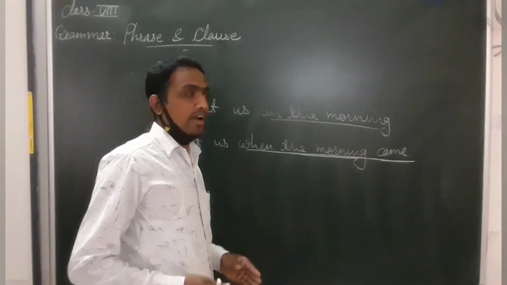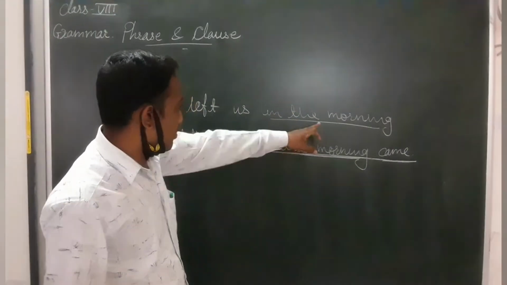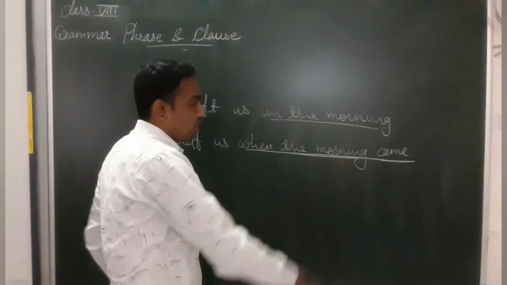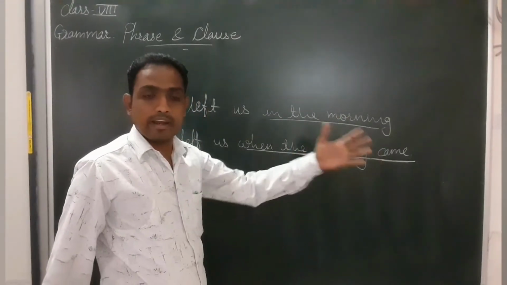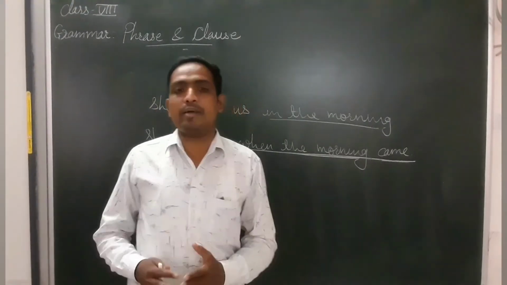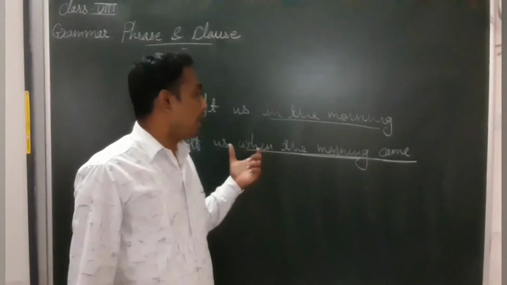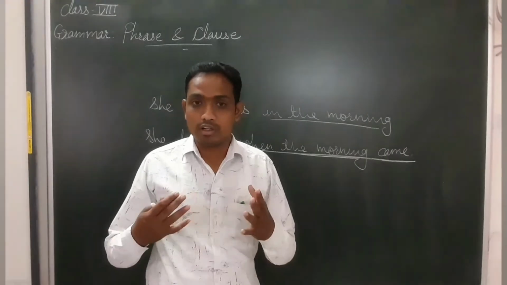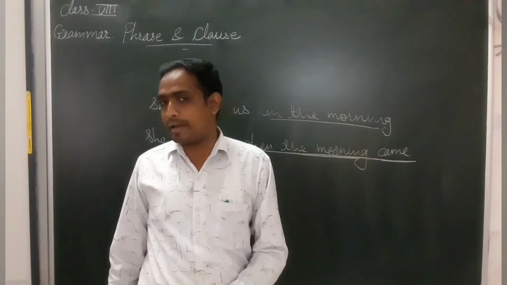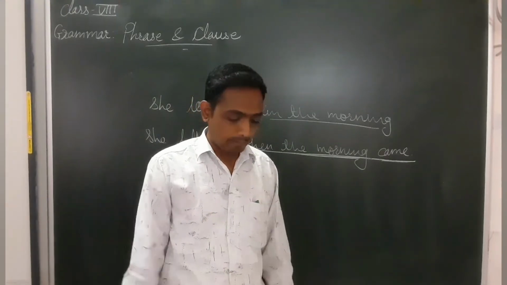So understand the difference between phrase and clause. A phrase has no subject or predicate, while a clause has its own subject and its own predicate. It is a small difference between phrase and clause. A phrase does not make any complete sense, and a clause can make its own sense. The second difference: a phrase has no subject, no predicate, while a clause has its own subject and predicate.